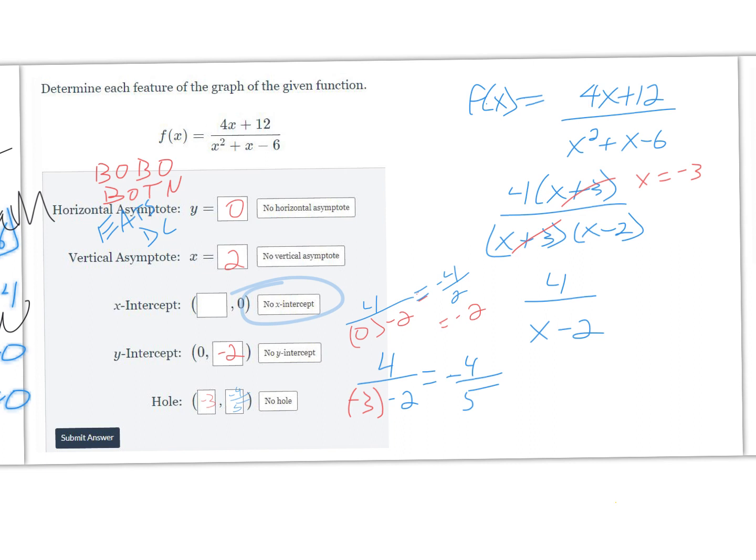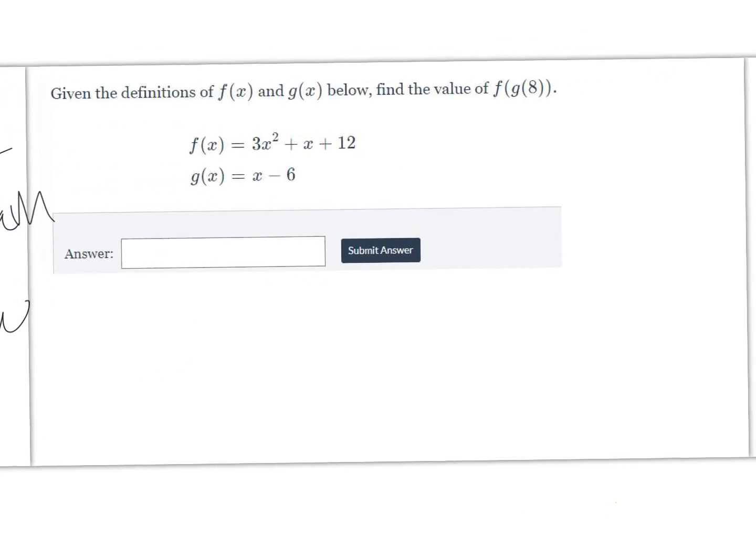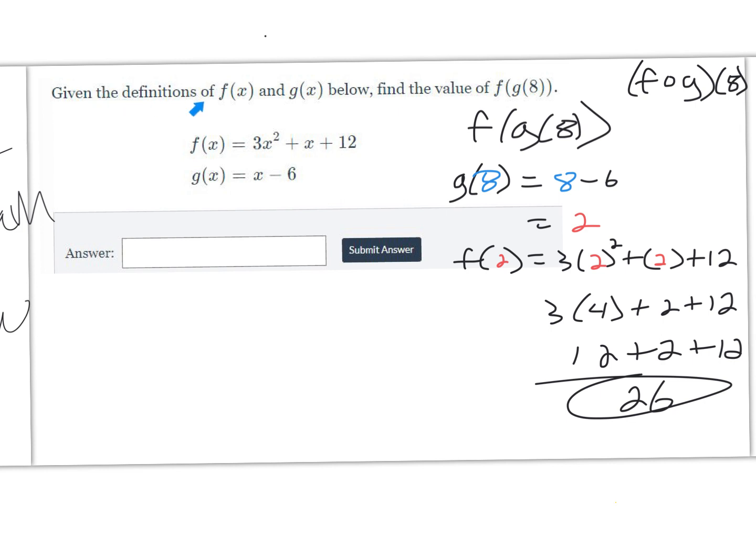All right. Let's take a look at the last question for this part of the video review. All right, this question wants you to find the value of f of g of 8. And these are the given functions. Okay. So f of g of 8, and another way you might see it written is f(g(8)). The first thing we're going to start with is the g of 8.